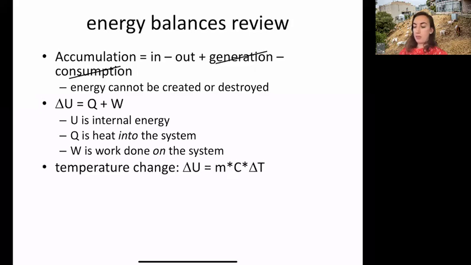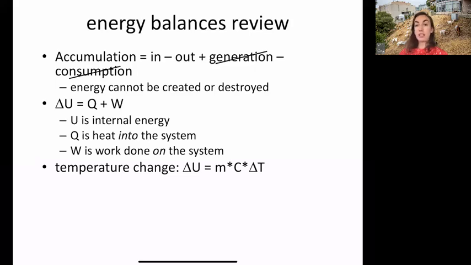Okay, so then how do we account for changes in our system? How does that affect our energy balance? So if we don't have a phase change and we just have a temperature change, then we're going to have delta U equals M, so the mass in question, times the heat capacity, which is C. We have either CP or CV. So CP is the heat capacity at constant pressure, and CV is the heat capacity at constant volume.